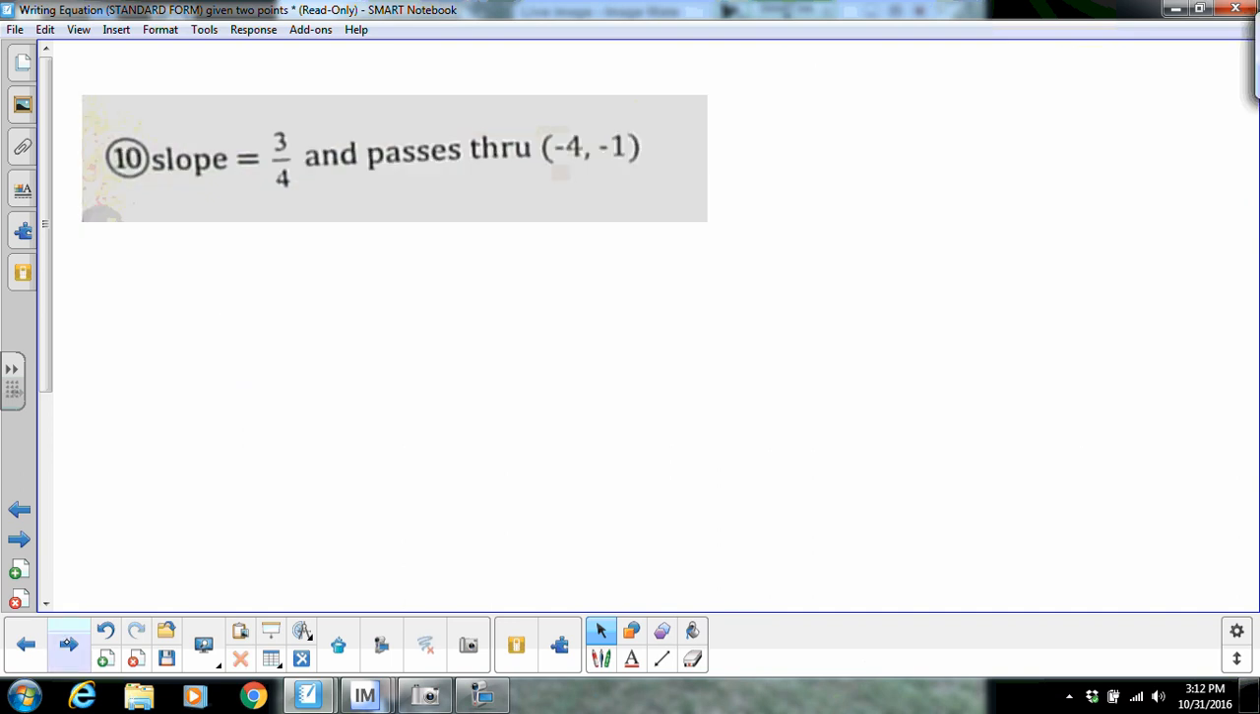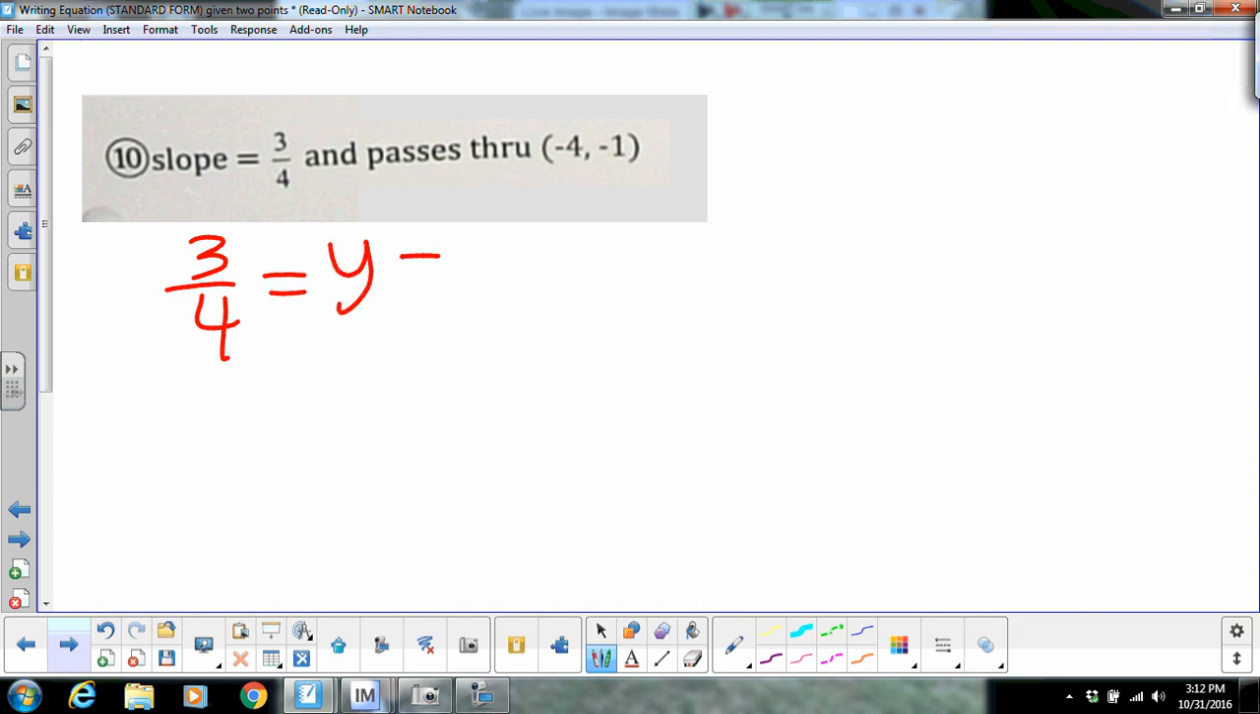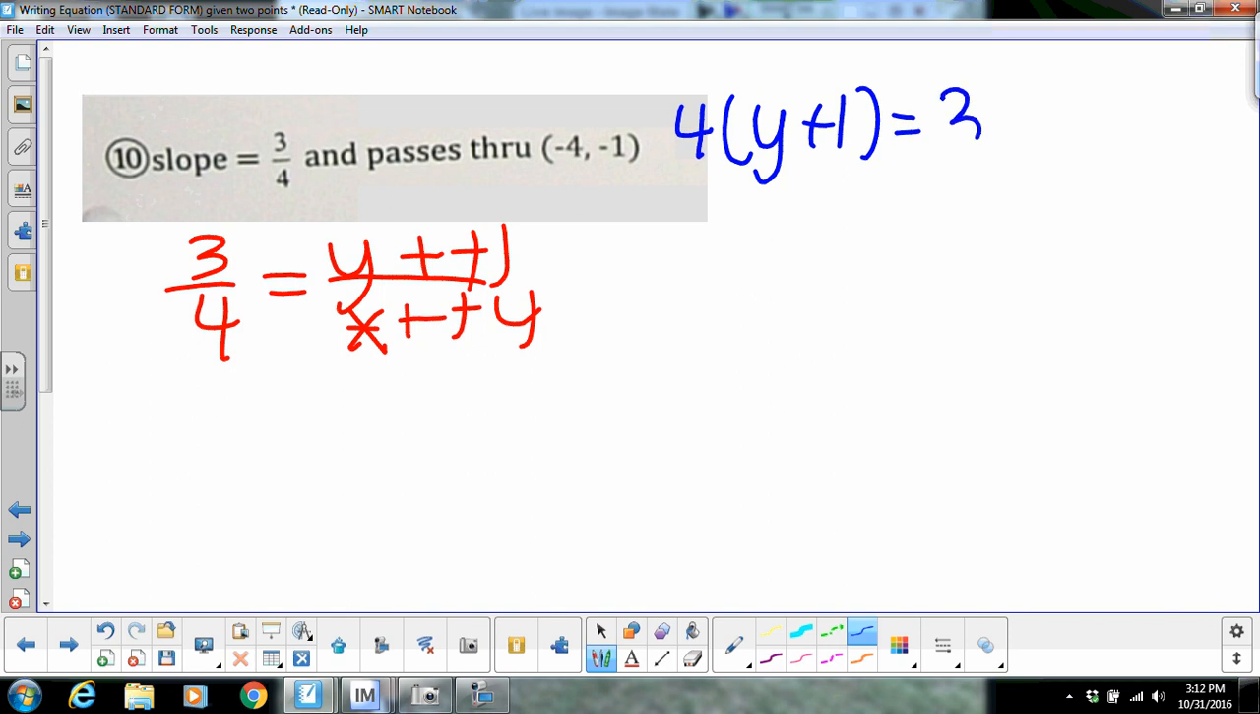And the last one on your homework. A slope of 3/4 through the point -4, -1. Always change your double negatives. So 4 times y plus 1 and 3 times x plus 4.